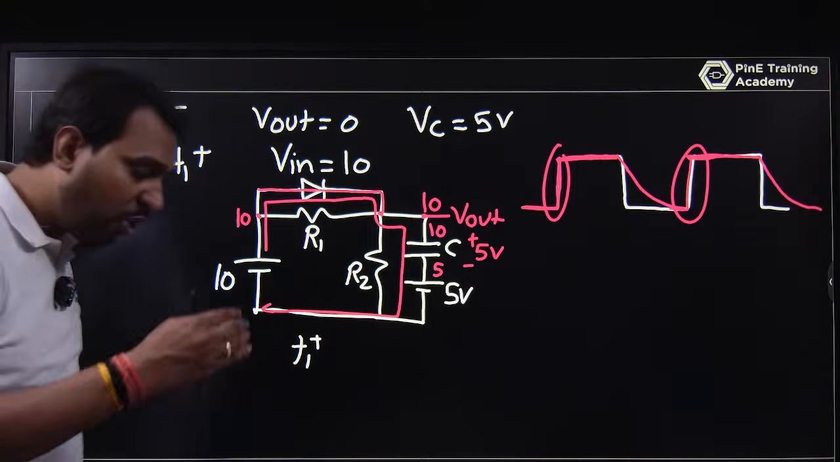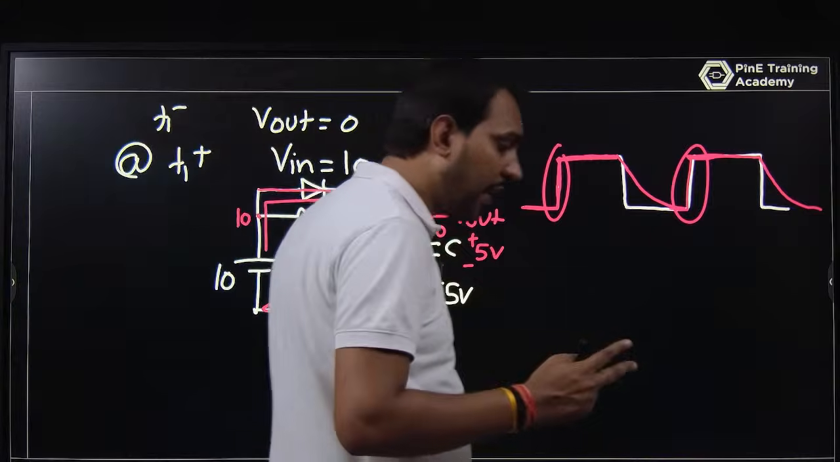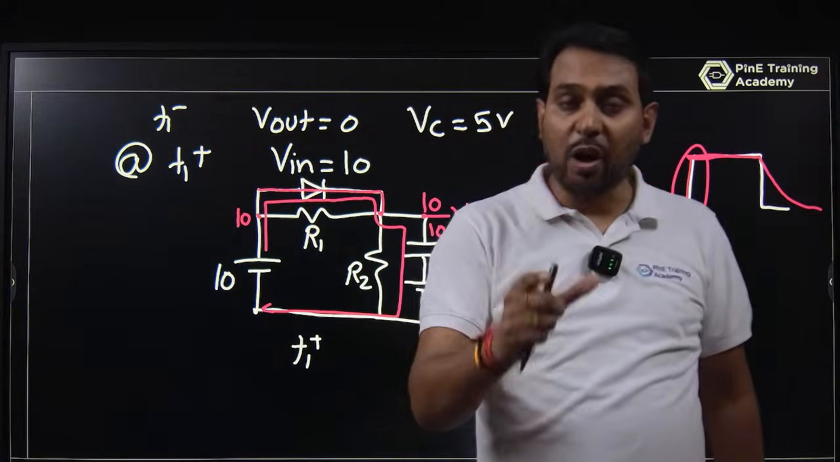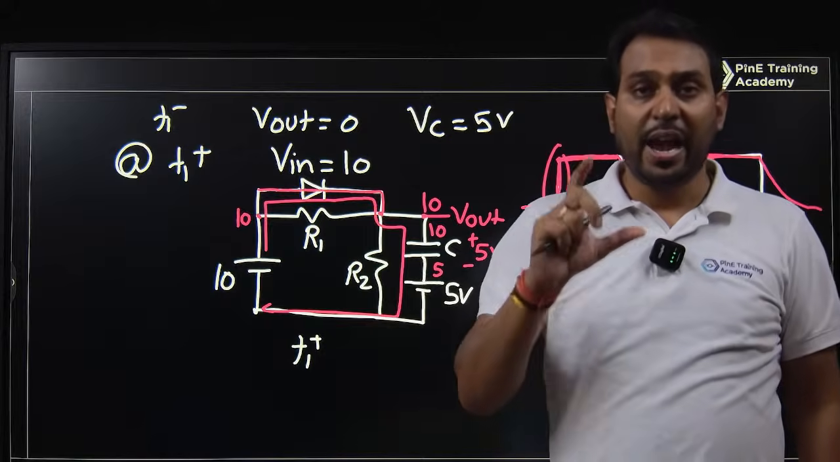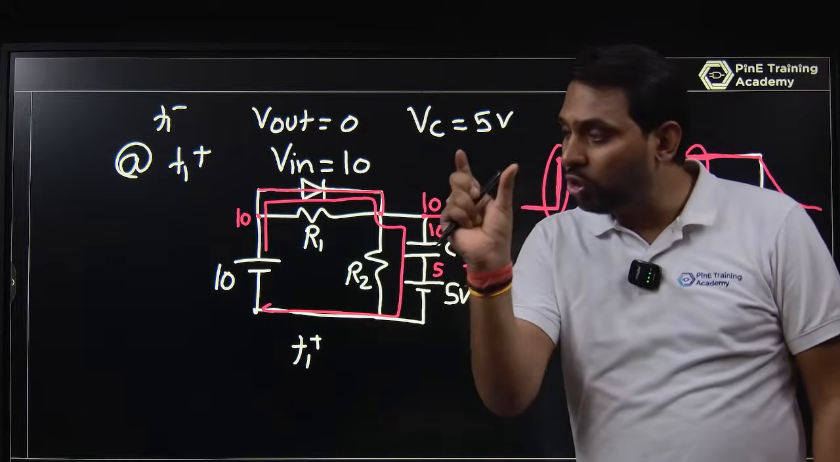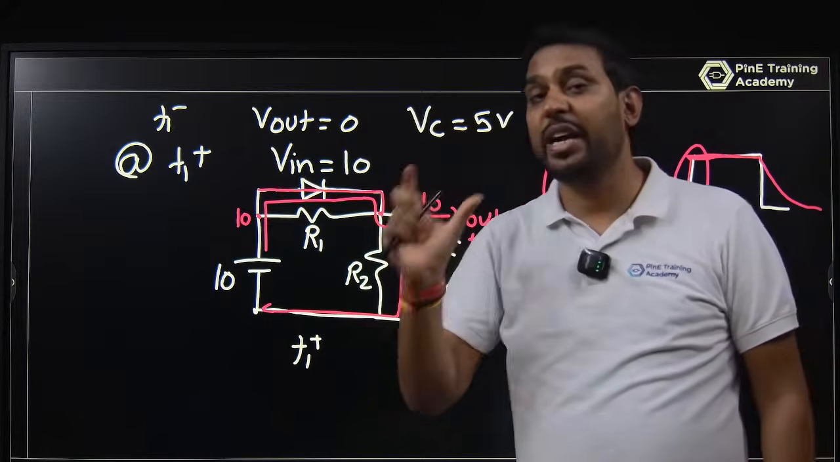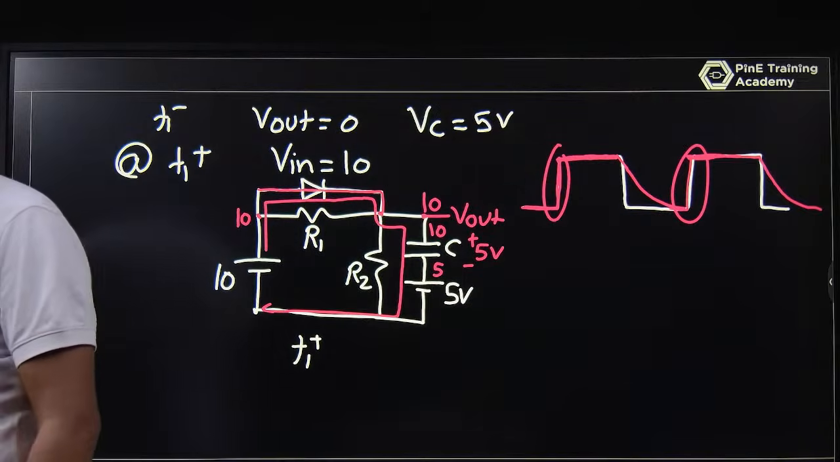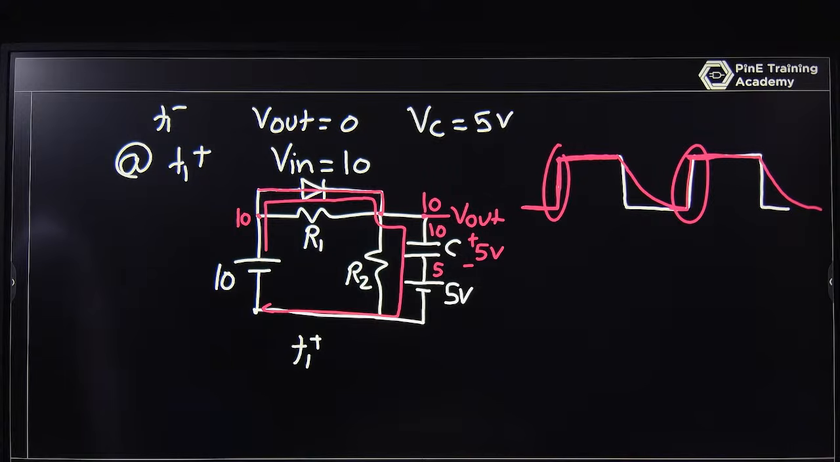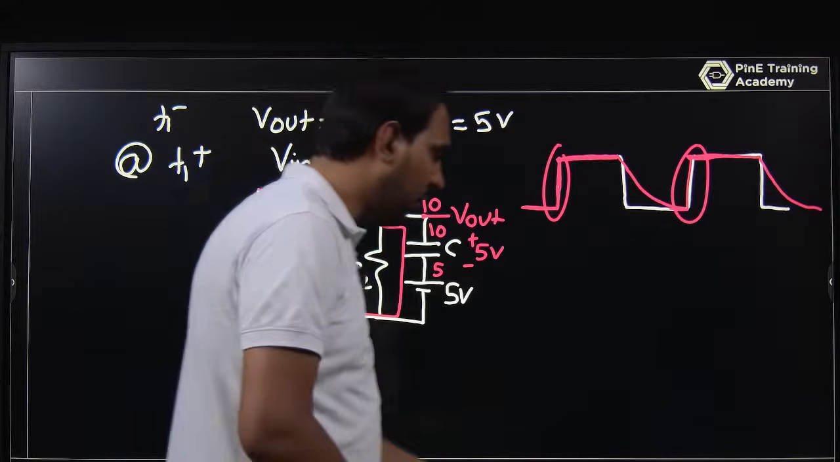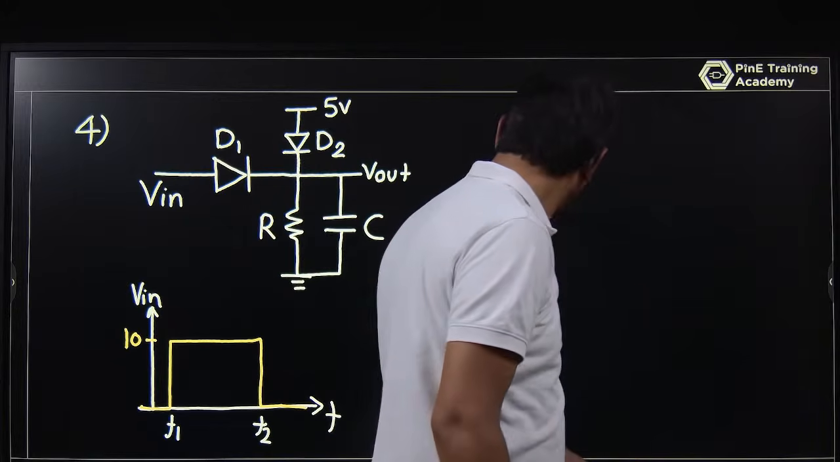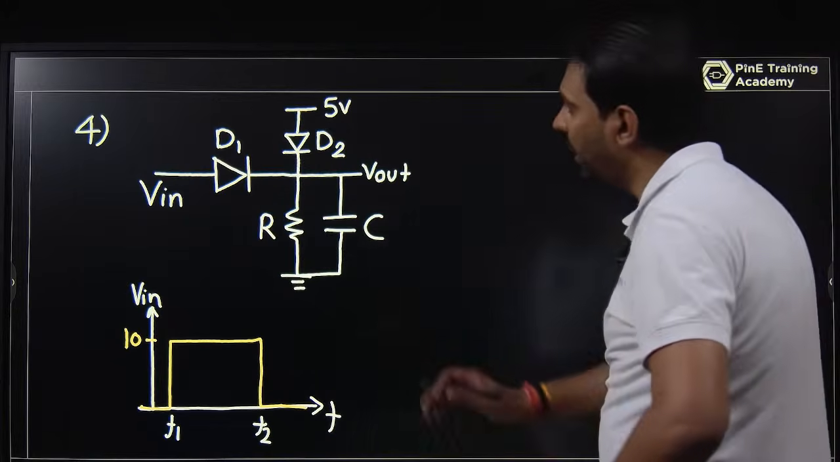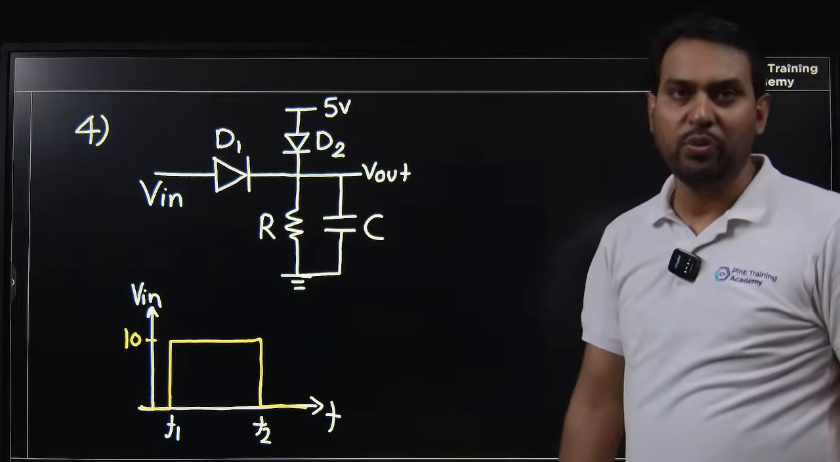Because the charging or discharging depends on two things. The first is tau, the time constant of the circuit, and the second is the pulse width you are giving for charging and discharging. So both are very important for capacitor charging and discharging. Okay, I solved one question. I want to give one question to you. You have this question there. This is an assignment for you.